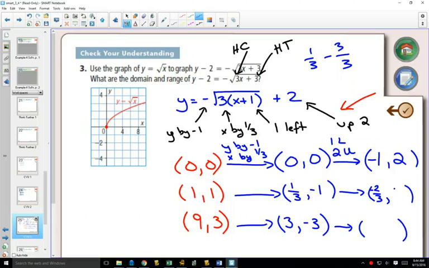-1 up 2 will get you to +1. And this point, which has nice numbers, left 1 will get you to 2, up 2 will get you to -1.